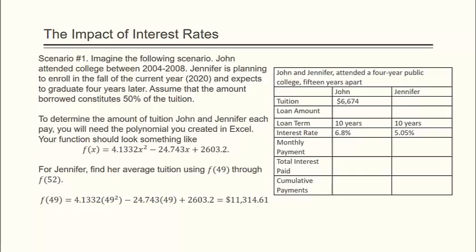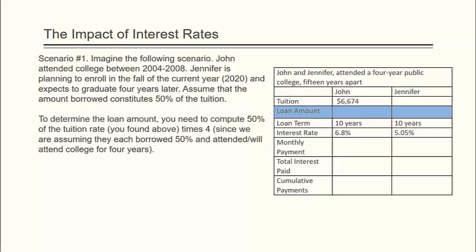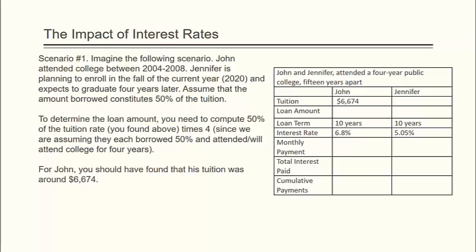Okay, so that's your tuition amounts. The next part of the chart is the loan amount. To determine the loan amount, we need 50% of the tuition rate that we just found, times 4, since we're assuming that they borrowed 50% and attended or will attend college for 4 years. So for John, we found that his tuition was on average $6,674. We're assuming that he borrowed 50%, so times 0.5, and that he did that for 4 years.